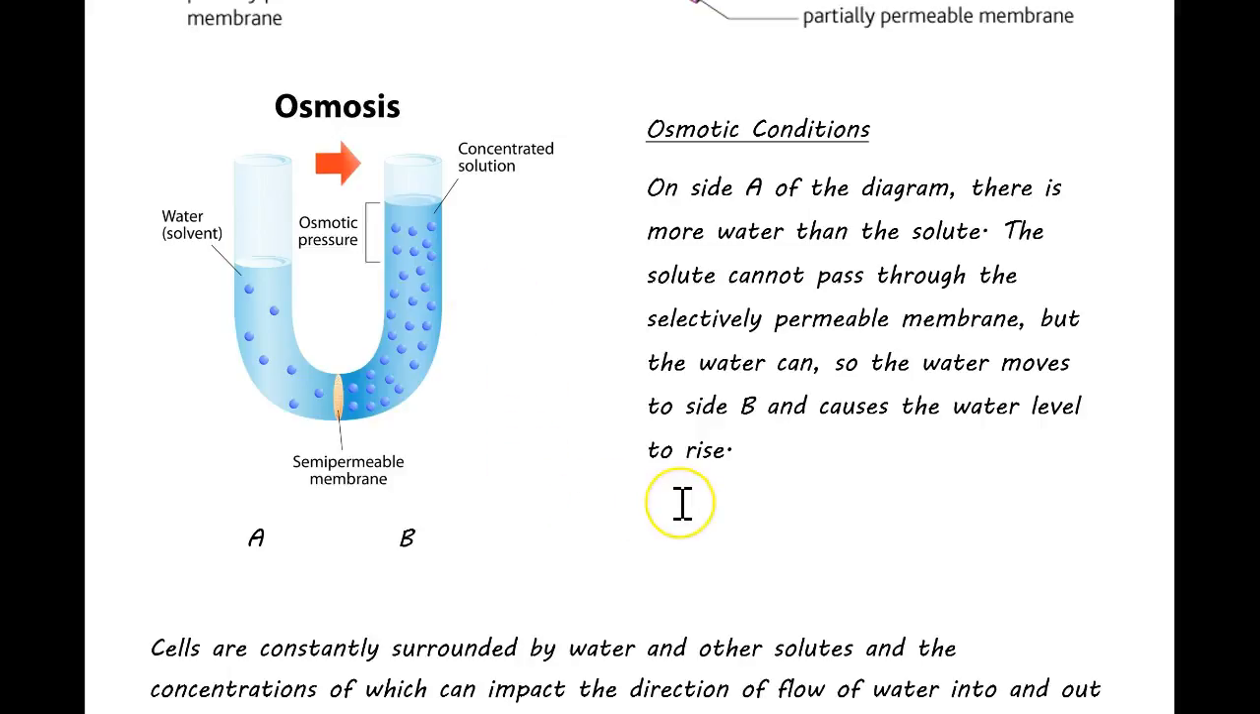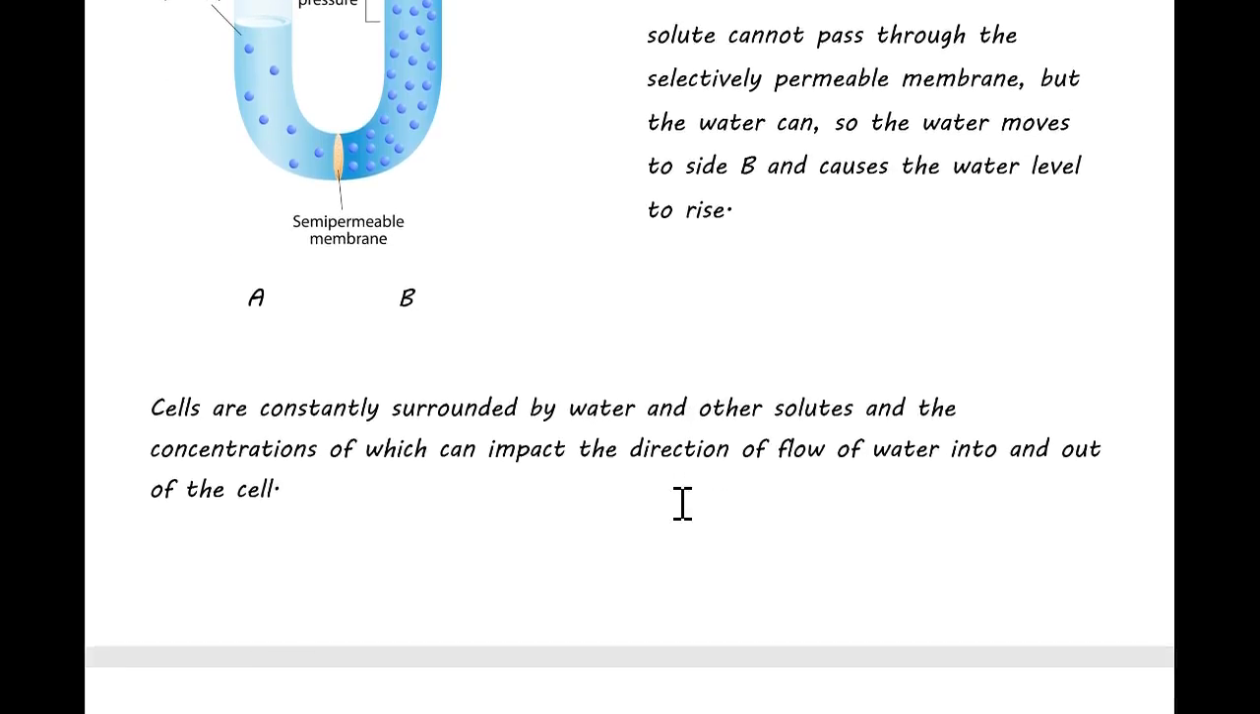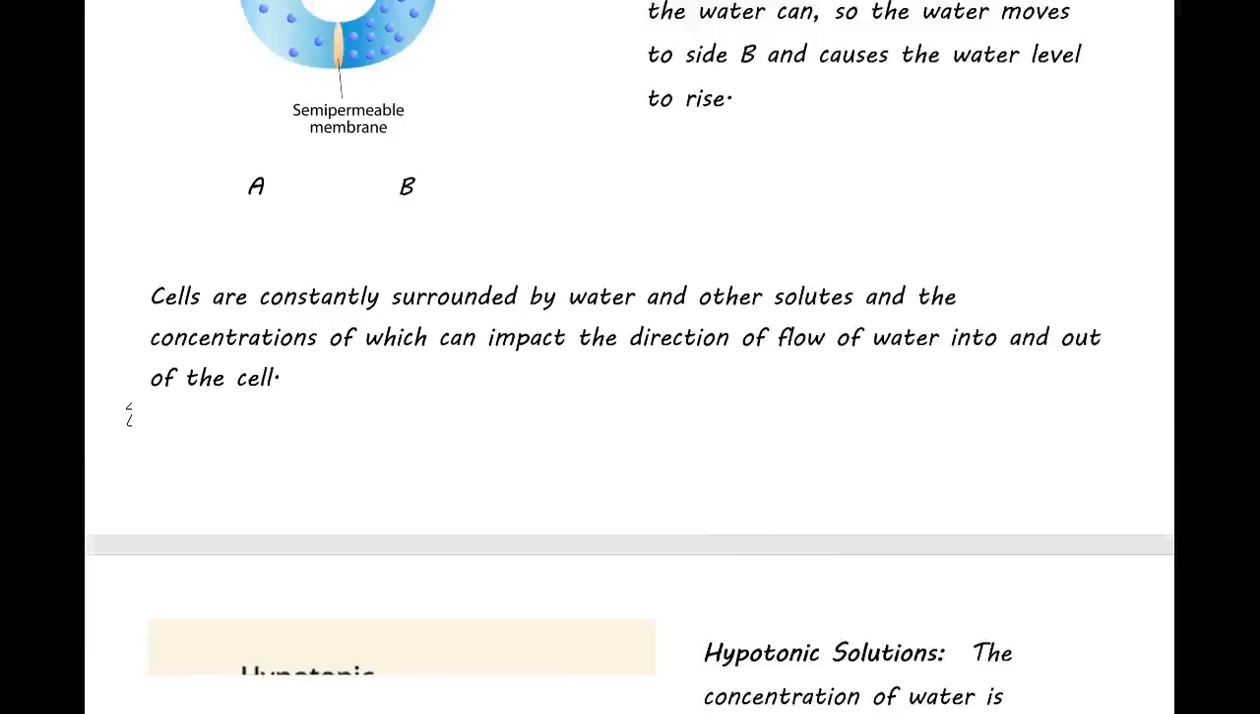Okay? You need to know that cells are constantly surrounded by water and other solutes. Remember, we talked about the cytoplasm being a suspension. So that's where this is important in knowing that there's solutes in there. And the concentration of those solutes and the amount of water will impact the direction of flow of that water into and out of the cell across that selectively permeable or semi-permeable membrane.